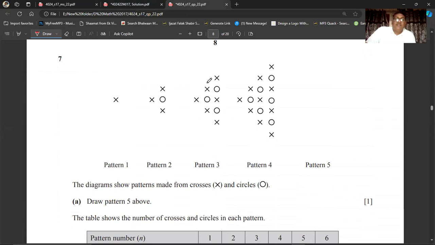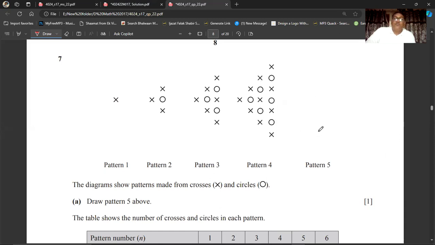Okay, so this remains like this. Then you put a circle, a cross here. Then you put a circle, cross, circle, cross. Now this pattern remains the same here. Then beside this X, you put a circle, cross, circle, cross, circle, cross.